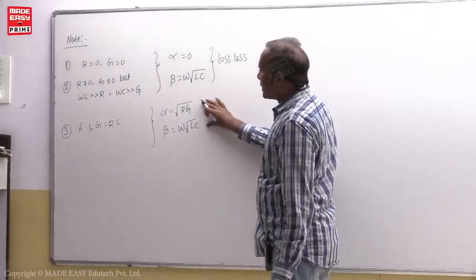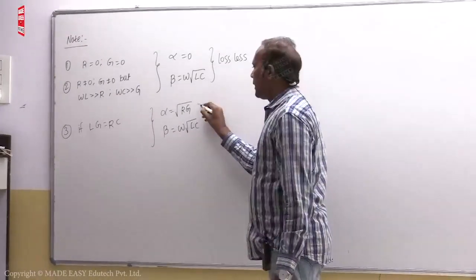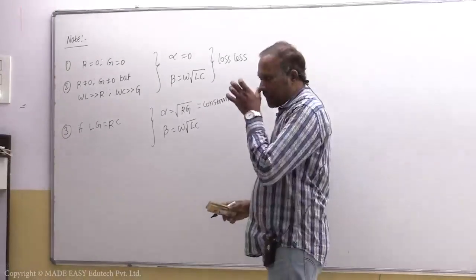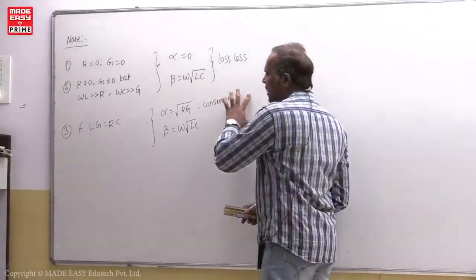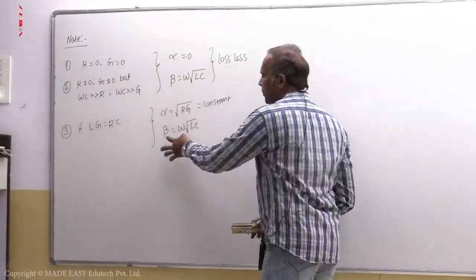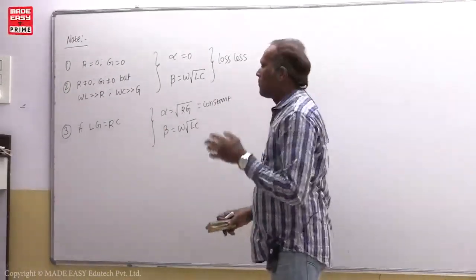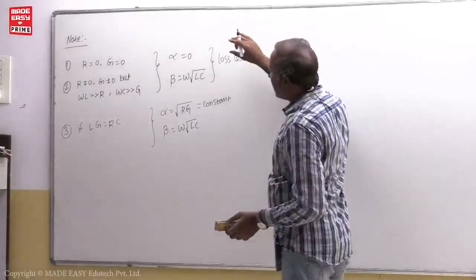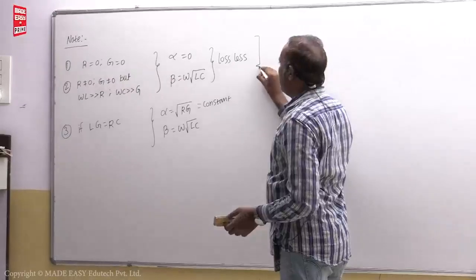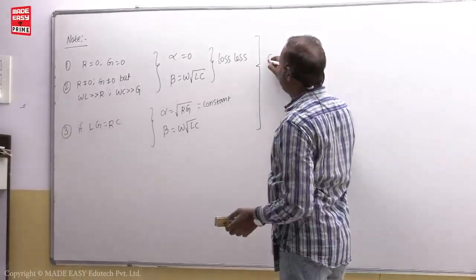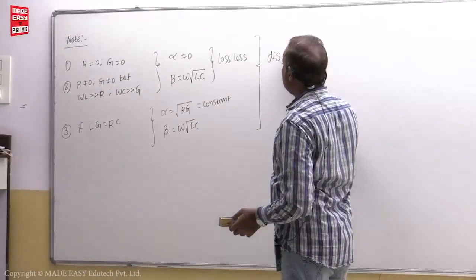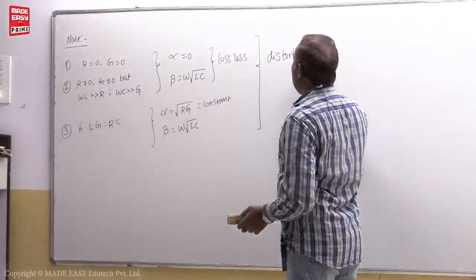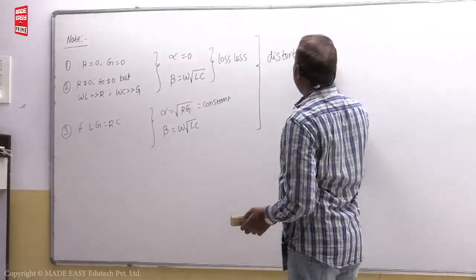So this is also distortionless because alpha is a constant. So this is a distortionless transmission line because alpha is constant, beta is proportional to omega. So it is distortionless. Now this is also distortionless.